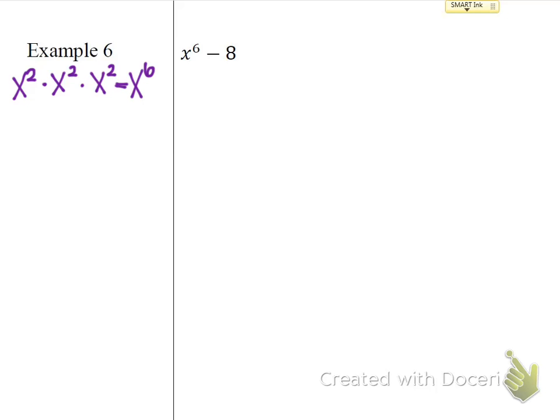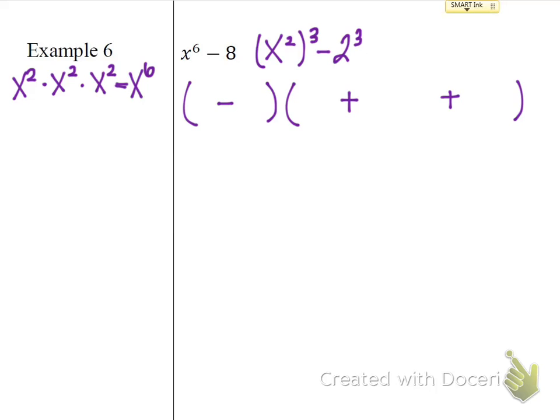So this is actually x squared to the 3rd power minus 2 to the 3rd power. So my base this time is x squared and 2. So I'm going to set up my small and my big parentheses. Same, opposite, always positive.